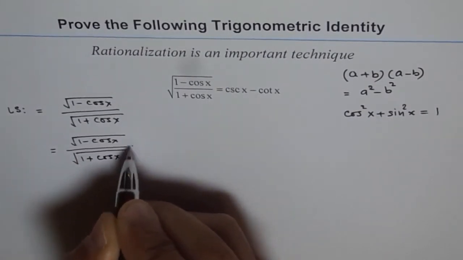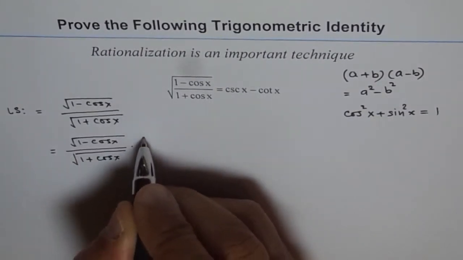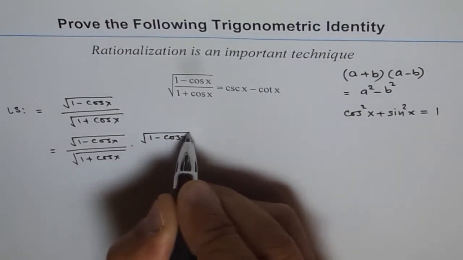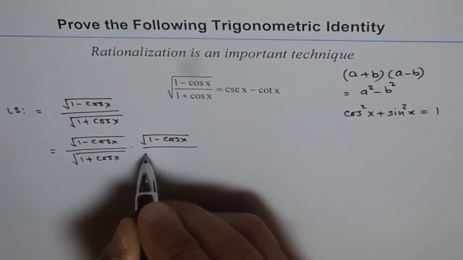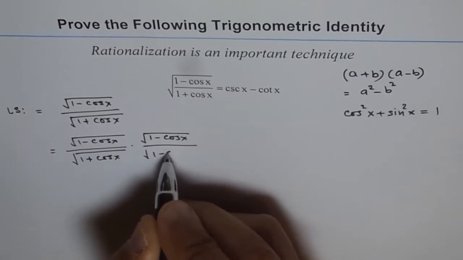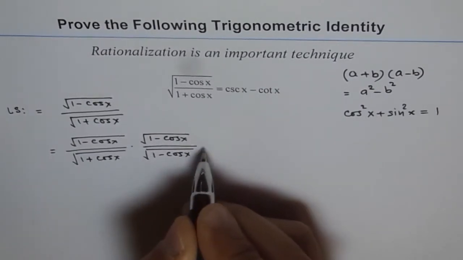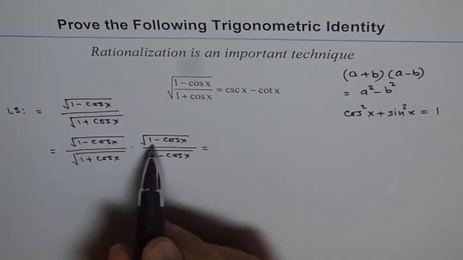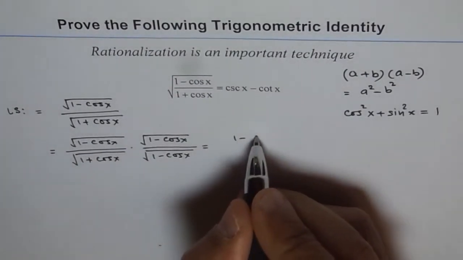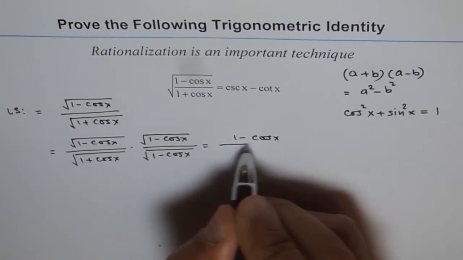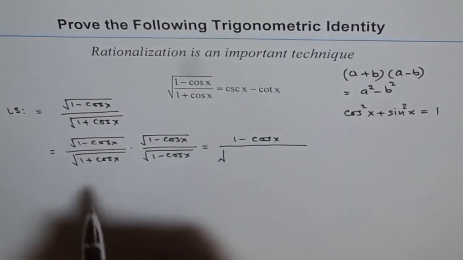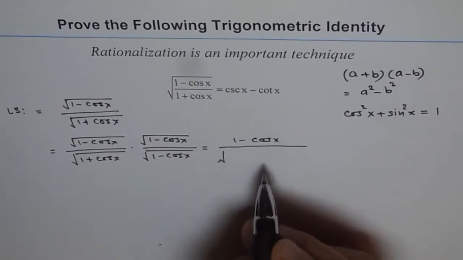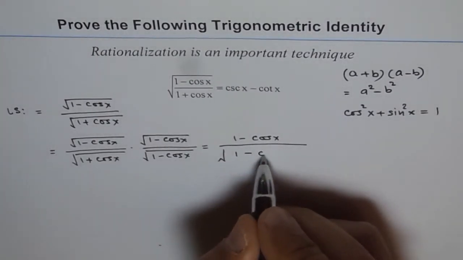So rationalize means to multiply and divide by a conjugate. So the conjugate here is the square root of 1 minus cos x for the denominator. So we are rationalizing the denominator. So on the top, square root of 1 minus cos x times square root of 1 minus cos x will give us 1 minus cos x. And in the denominator, we have 1 plus cos x times 1 minus cos x within the square root. So that will give us 1 minus cos square x.